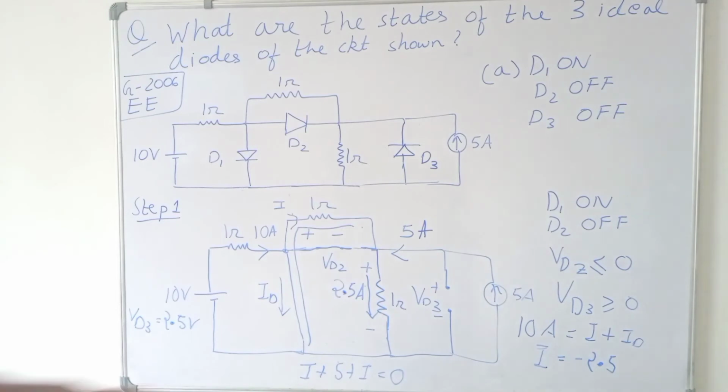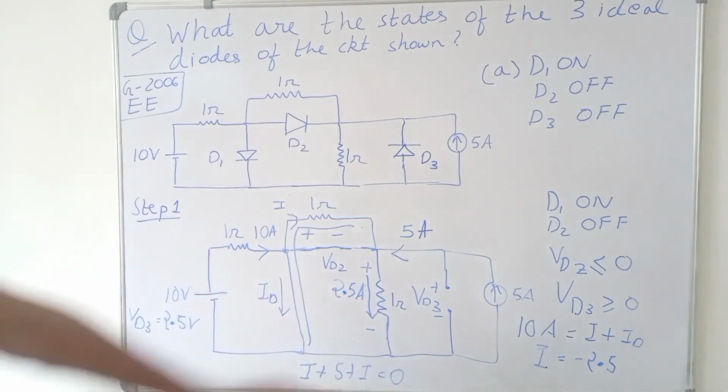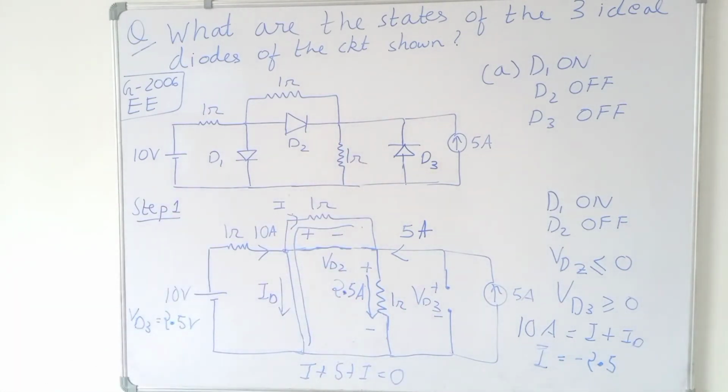So VD3 is positive, so this diode D3 is off. We already know that diode D3 has to be off.